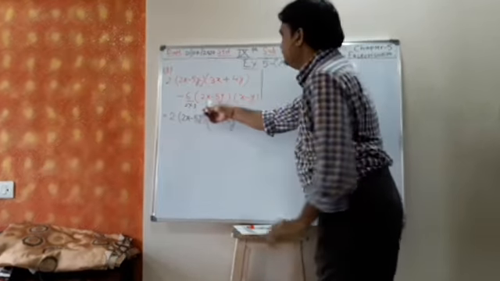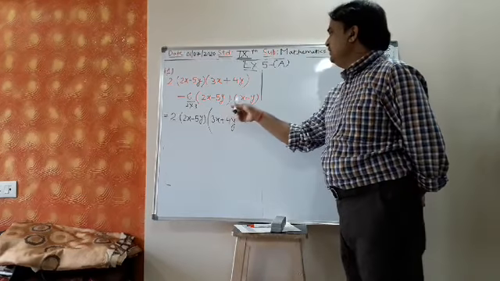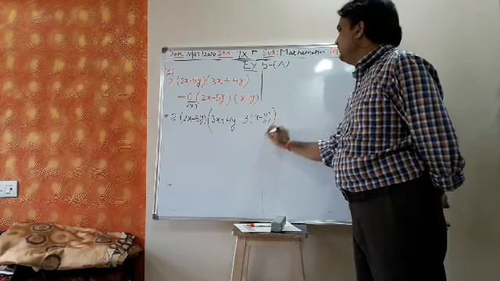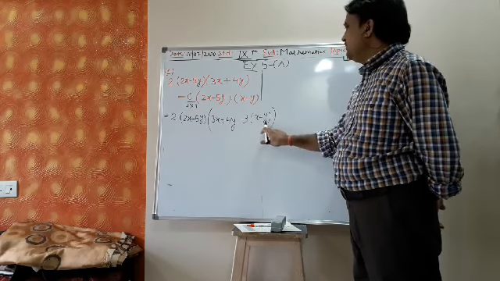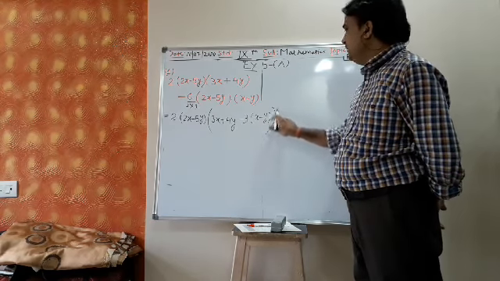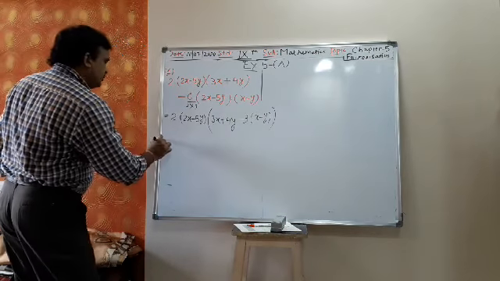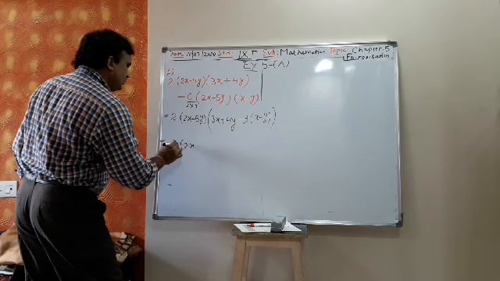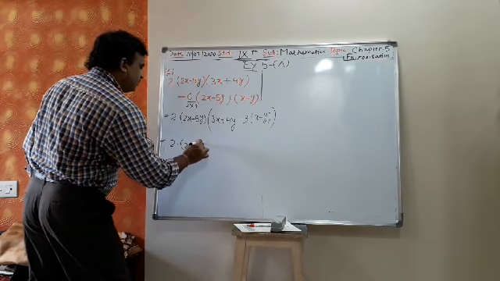Then 2x minus 5y I have taken outside. Then what is left? X minus y. Minus 3 into x minus y is left. I will write x minus y in a smaller bracket, then a bigger bracket. So 2 into 2x minus 5y.